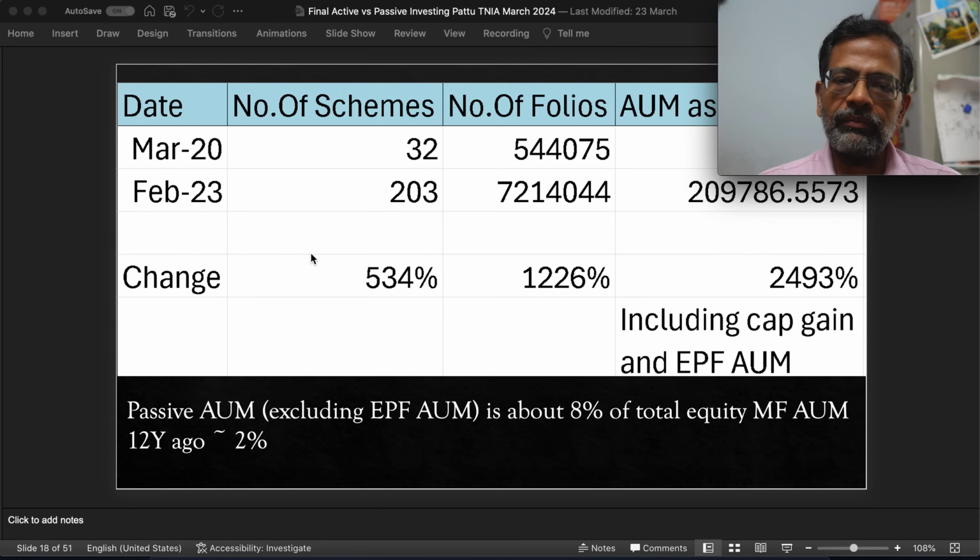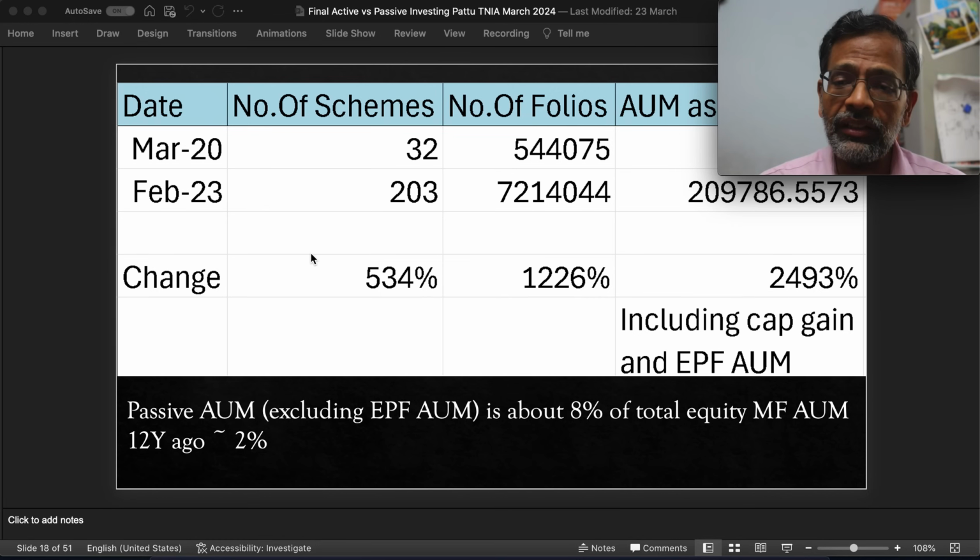Even up to 2017, if you checked, it has been the same situation. Passive funds have grown quite a bit. From March 2020 to February 2023, the number of schemes has changed from 32 to 203. That's a 534% increase in the number of passive funds. The number of folios has increased by 1,226%. And the AUM growth has been 2,493%.